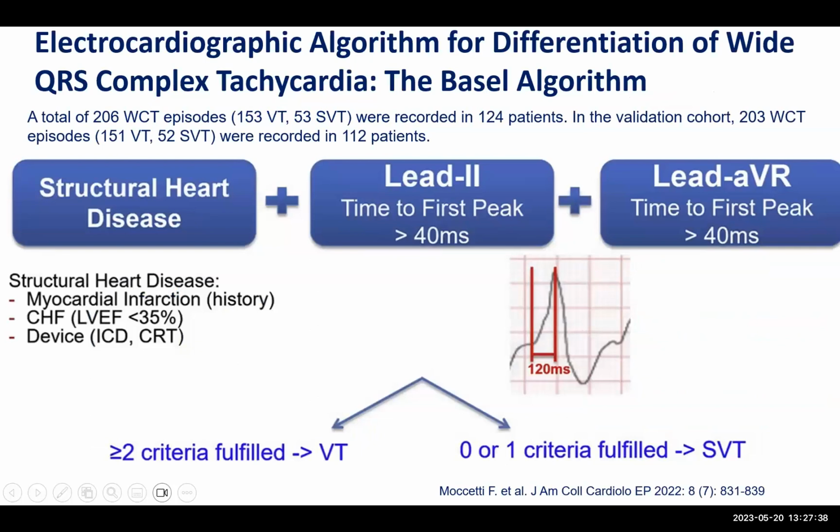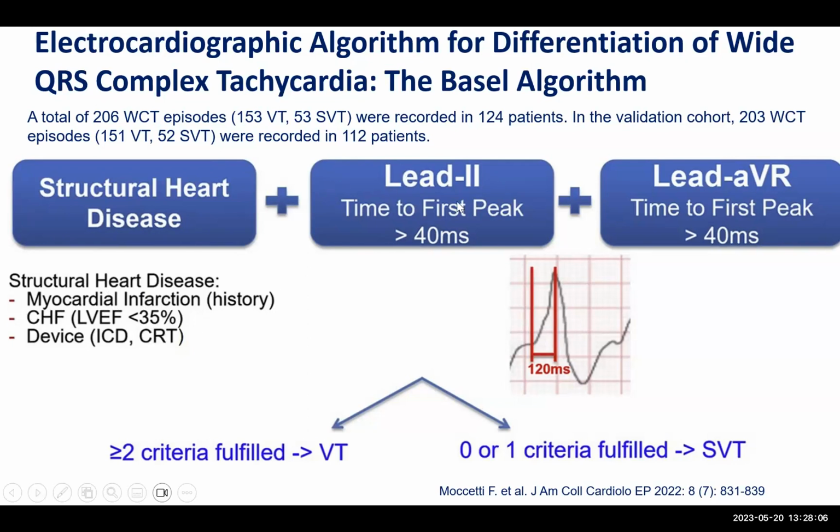The latest published criteria in 2022 is the Basel algorithm from Basel University. So they look to if the patient has structure, and actually this is different in this algorithm compared to the previous one, that it includes the history part. So if the patient has structural heart disease, myocardial infarction, or congestive heart failure, or already had device, ICD or CRT, this is 1 point that it is likely VTAC.